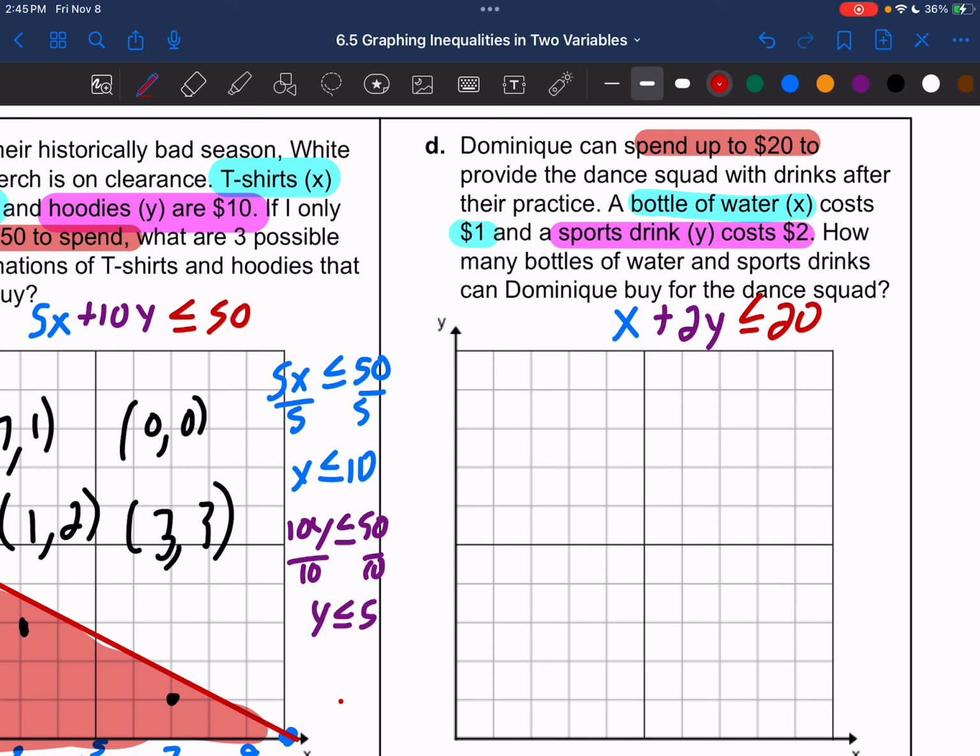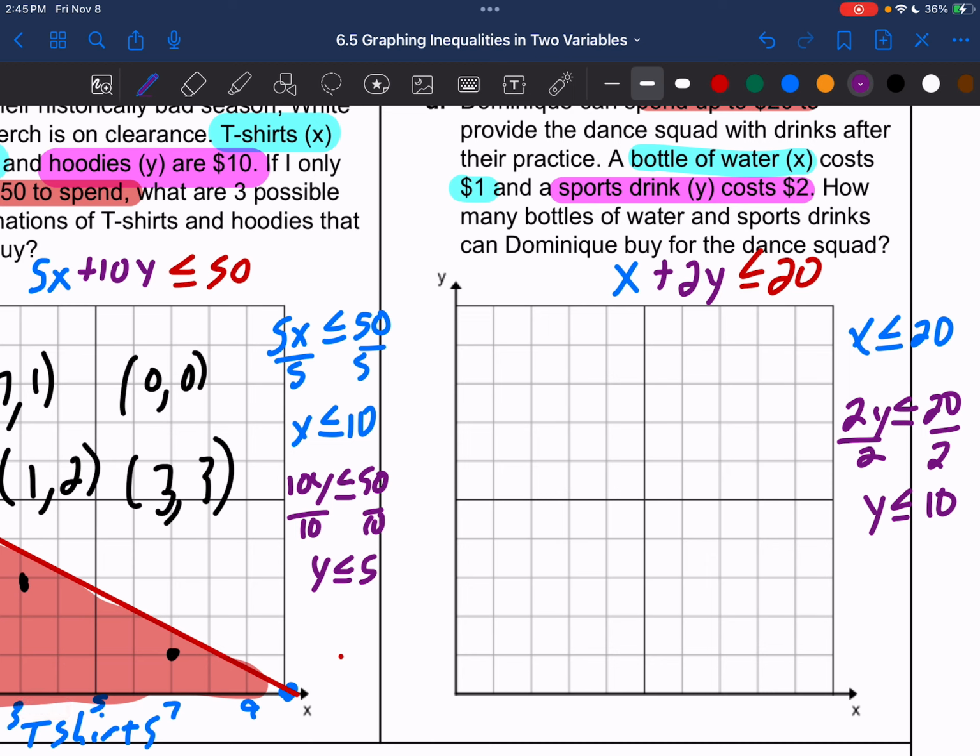So let's find our two intercepts. x is going to be less than or equal to 20. Well, I don't have to do any math there. We could buy 20 bottles of water. 2y is less than or equal to 20. Divide by 2. And so if we only bought sports drinks, we can buy a maximum of 10.